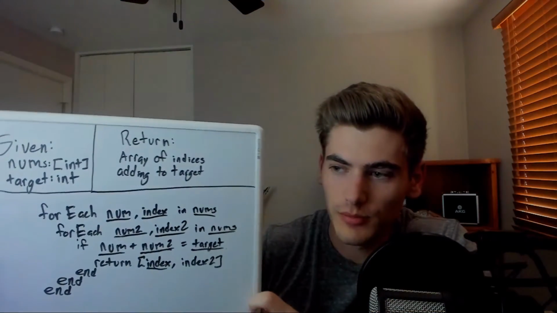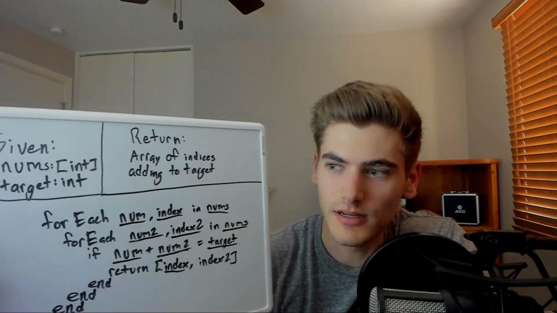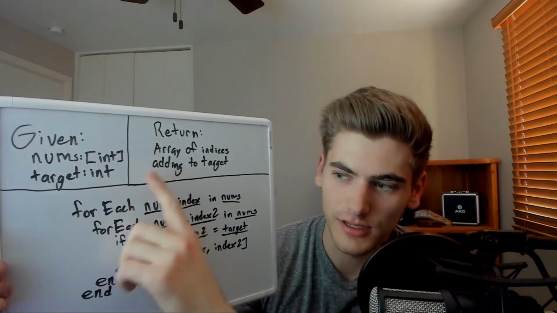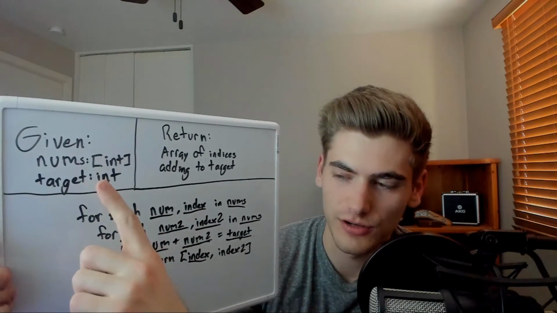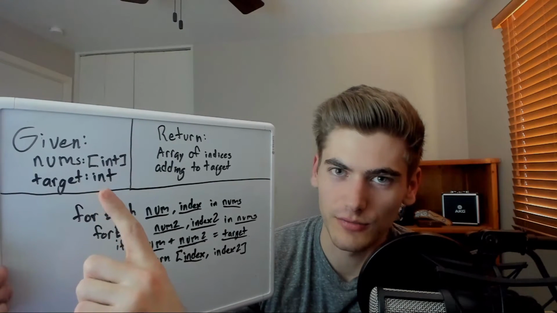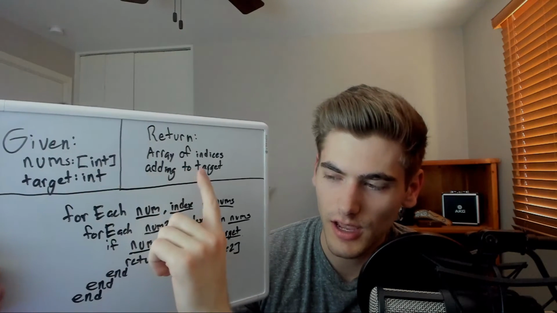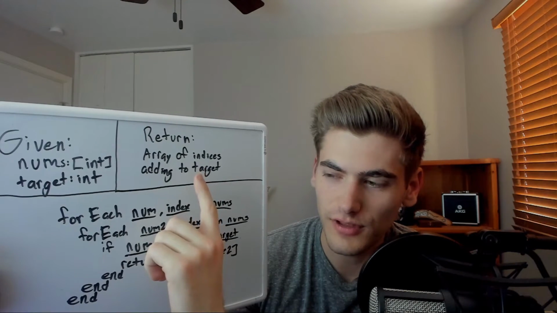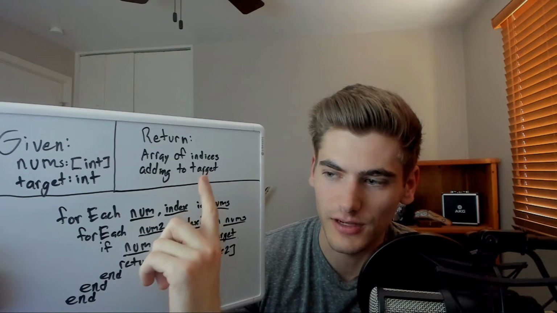So if we jump over to the whiteboard here, we can see our basic initial algorithm written out. We have our givens up here at the top, we have our array of integers, which is our numbers, and also the target, which is the integer we want to add up to. And of course we want to return the indices of the two numbers that add together to make that target.